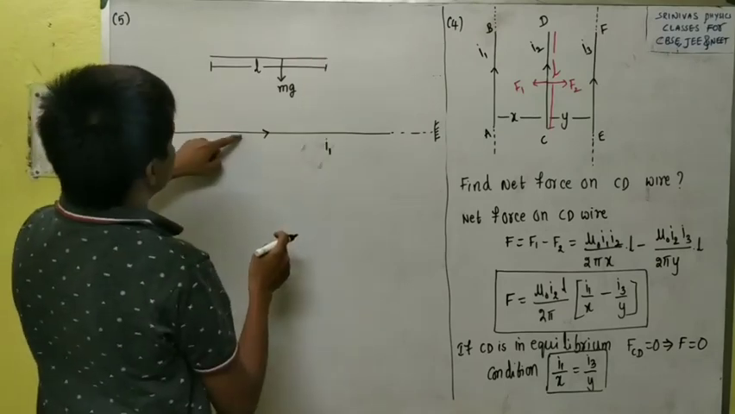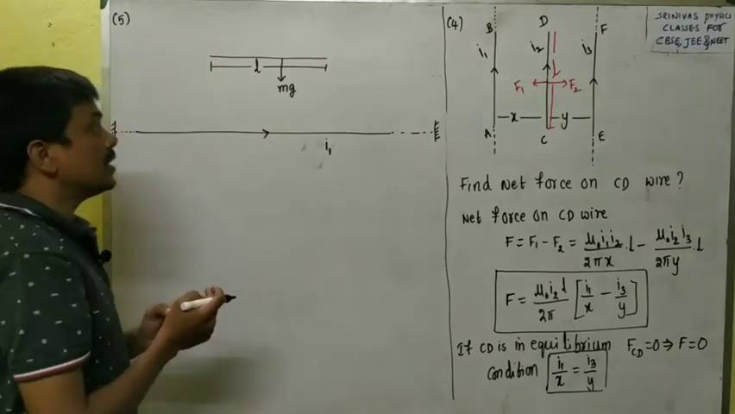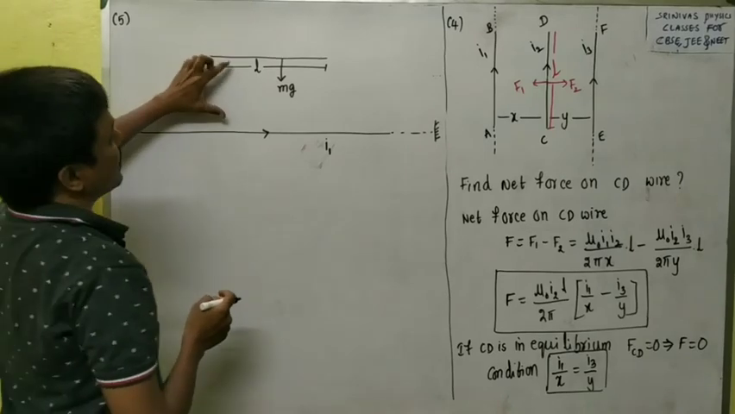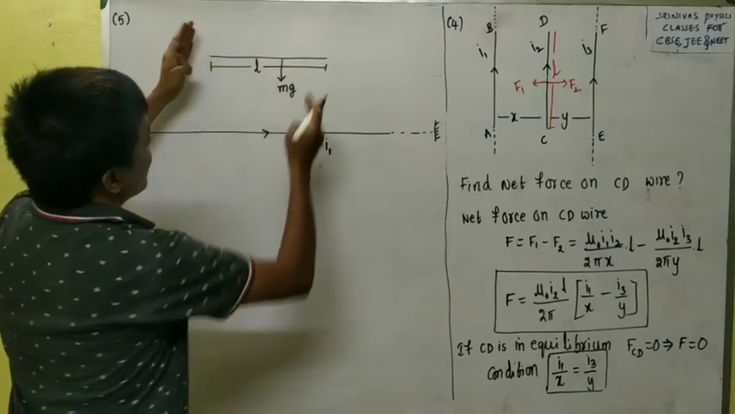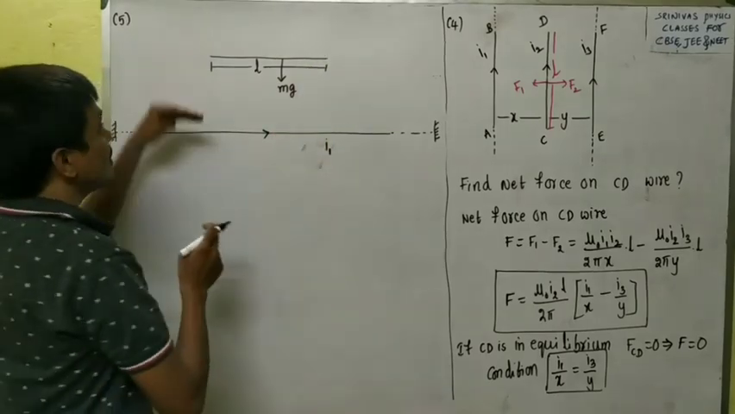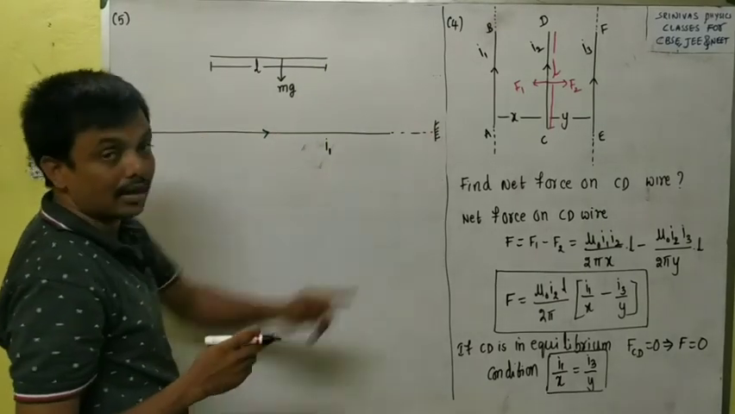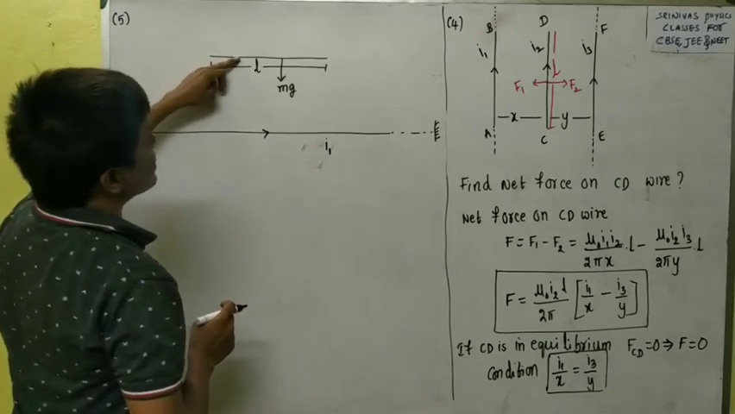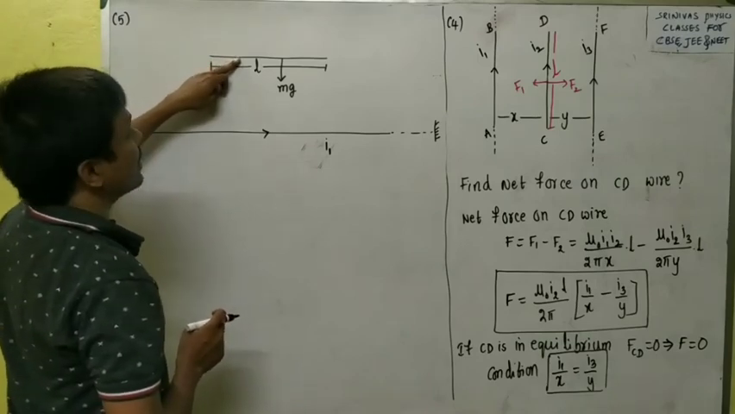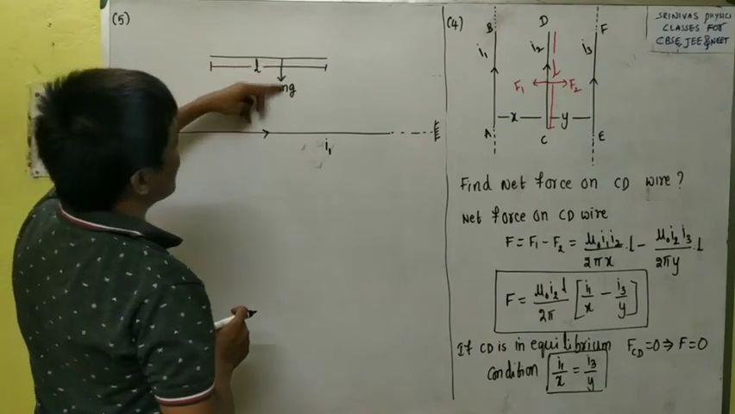In order to maintain this current carrying wire in air, just above this wire, what is the condition for that? The weight will act in downward direction, due to that this wire will fall down. This wire does not have any support, it is in the air, just above this long wire. What is the condition to maintain this in equilibrium in the air? Its weight will act in downward direction.